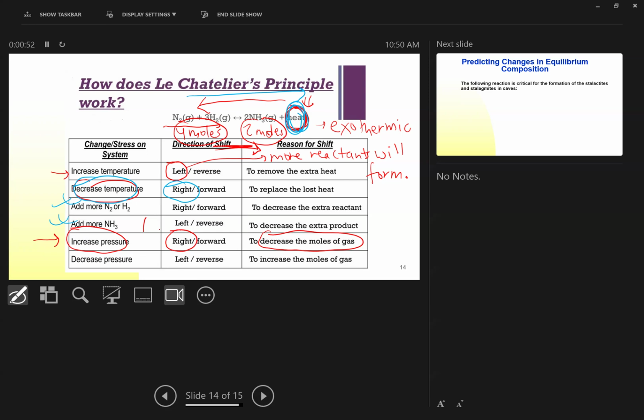Now, if I decrease the pressure, which I can do by expanding that box, the shift will happen in the direction where there is a greater number of moles, meaning 2 moles on the product side, 4 moles on the reactant side. That is why the equilibrium lies to the left, or in other words, more reactants will form.